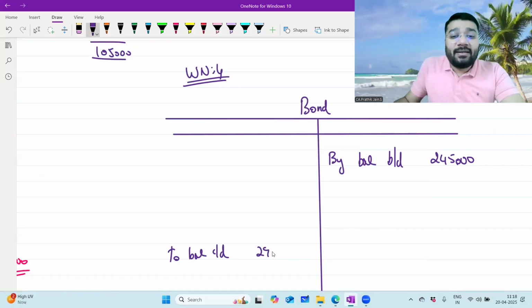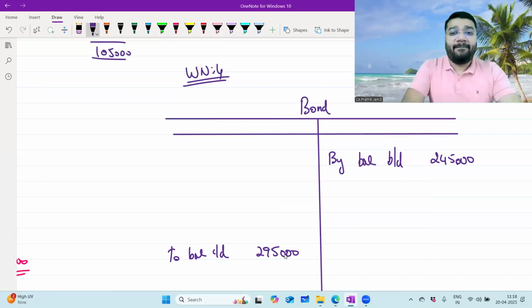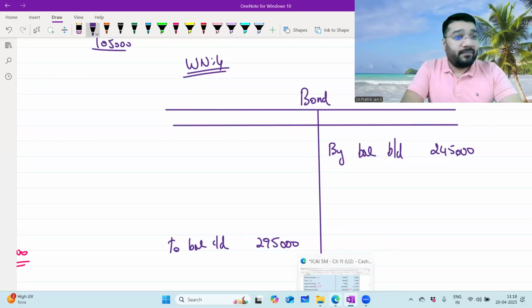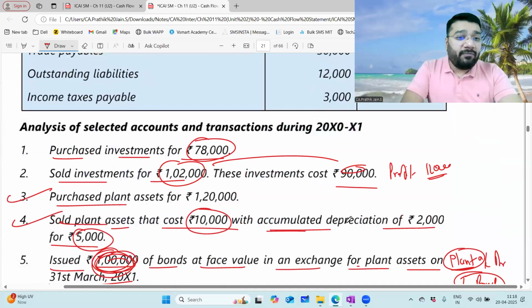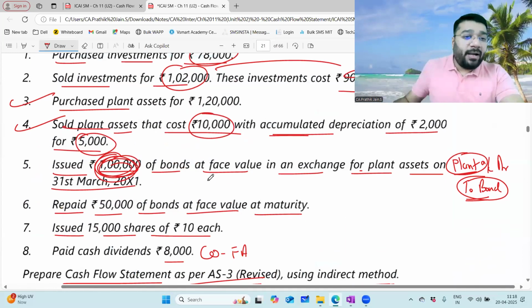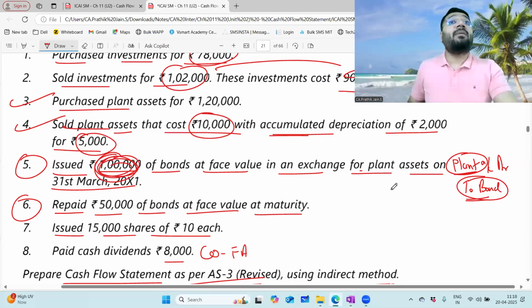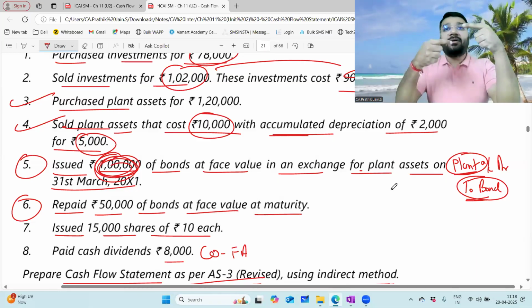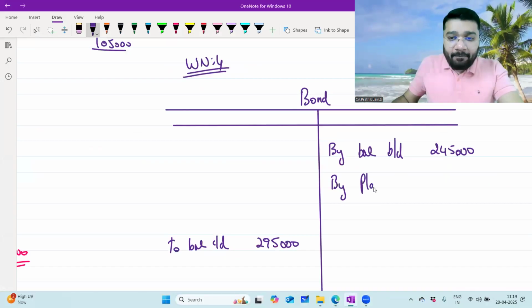2 lakh 95,000. Okay. Next. Sir, how many adjustments do we have for bond? Two adjustments for bond. Point number 5 and point number 3. Point number 5, what is the journal entry? For issuing the bond against the plant: plant to bond. So in bond account, by plant, how much? 1 lakh rupees.